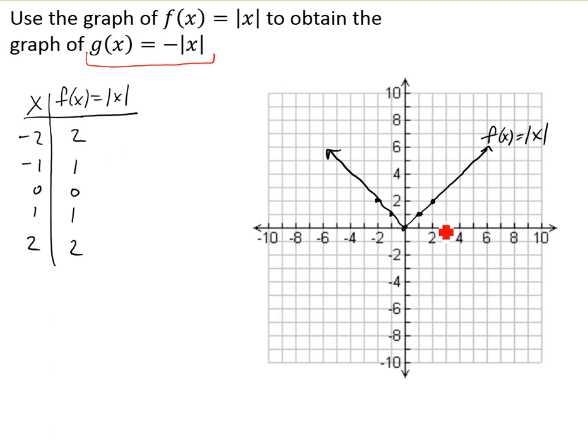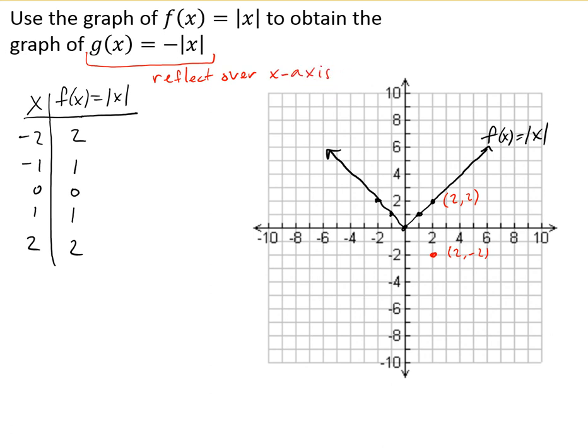Well, if I keep an x coordinate the same, let's just look at this point 2, 2 here as an example. If I keep an x coordinate the same, but I take the negative of the y coordinate, that's going to put it down at 2, negative 2. And that results in essentially flipping it over the x-axis. So this is a reflection over the x-axis.